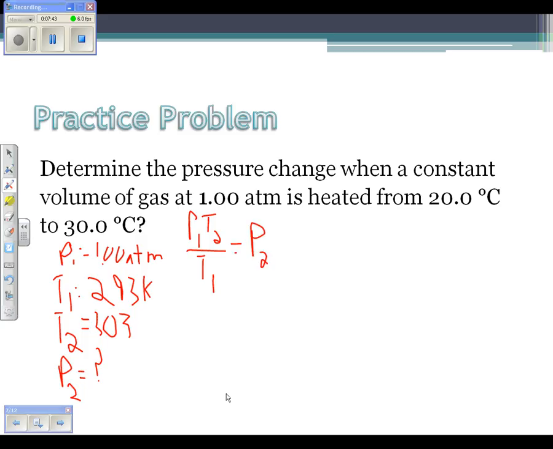Using the law, we know that P2 is equal to P1 times T2 divided by T1. When we plug in all these numbers, we get 1 atmosphere times 303 Kelvin divided by 293 Kelvin. This equals 1.03 atmospheres.